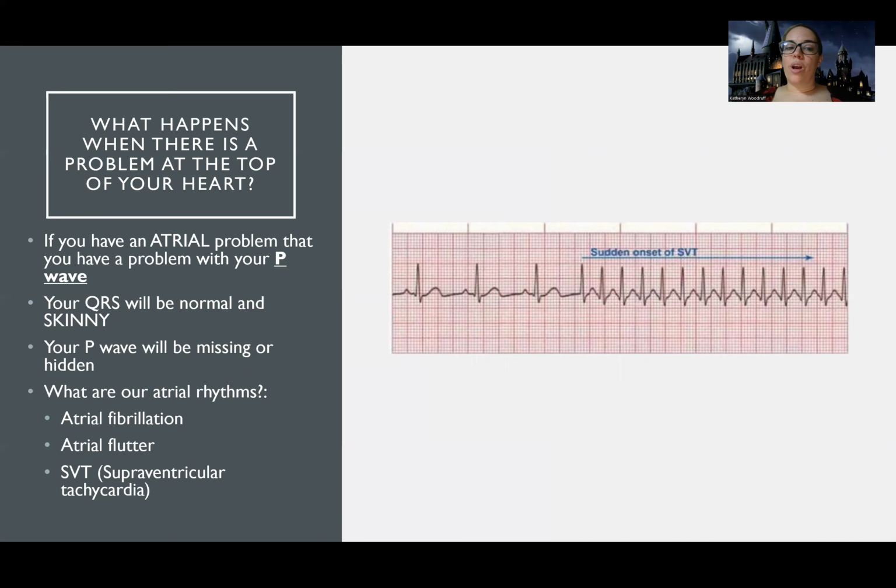So if there's something going on with the top of the heart, there's something weird going on with my P wave. It's either going to be missing or hidden, like we talked about in that one rhythm where it was hidden in the strip. My QRS is going to be normal and skinny because there's nothing going on. Remember, QRS is the bottom of my heart. If I have a top of the heart problem, the bottom of my heart, or my QRS, is going to look normal. And so like I said, there are 3 atrial rhythms that we're going to be covering this semester: atrial fibrillation, atrial flutter, and then supraventricular tachycardia, or SVT.